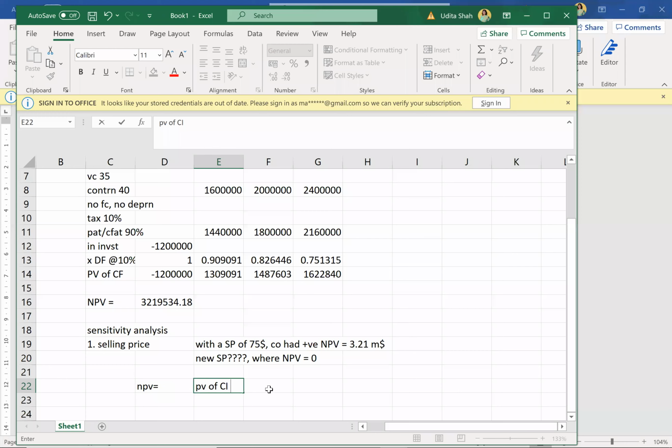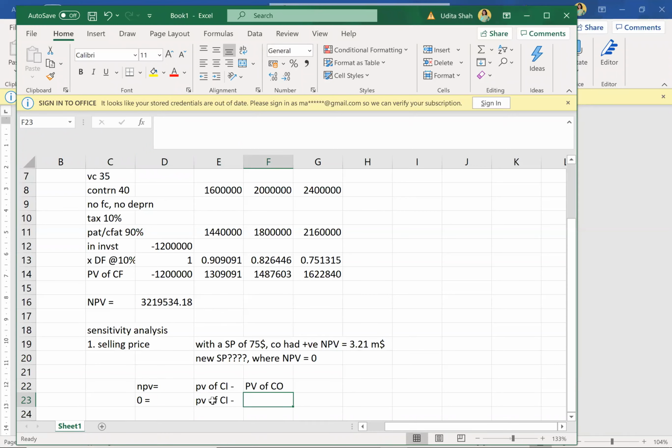Okay, NPV equals PV of cash inflow minus PV of cash outflow. So if the selling price changes, we don't know the new selling price, right? If the selling price changes, it will affect only my cash inflows. My cash outflow will still remain the same. Okay, so now we know NPV has to be 0. So 0 equals what? PV of cash inflow minus PV of cash outflow.